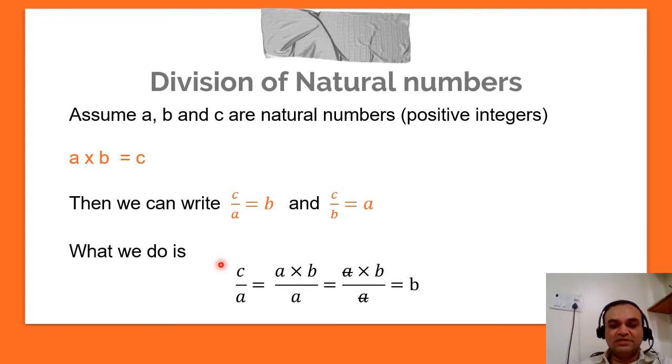So when we want to divide c by a, what we want to do is find a number that will multiply with a and produce c. To find that number, we factorize c. So c is a times b and we divide it by a and we cancel the common factors. So here we cancel a from both numerator and denominator and we get the answer b. So that's how we do division of natural numbers.